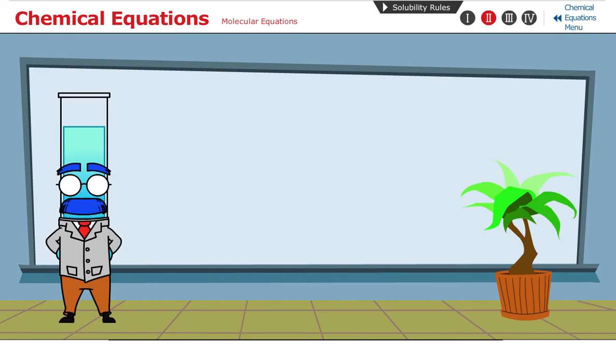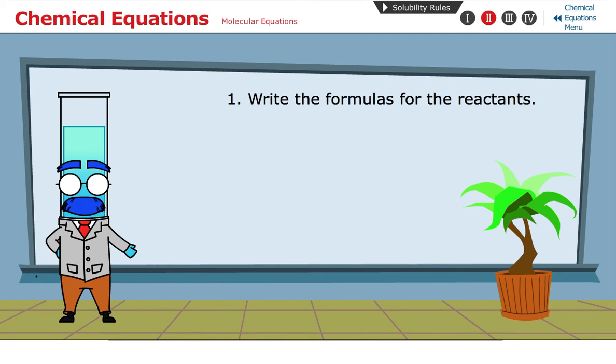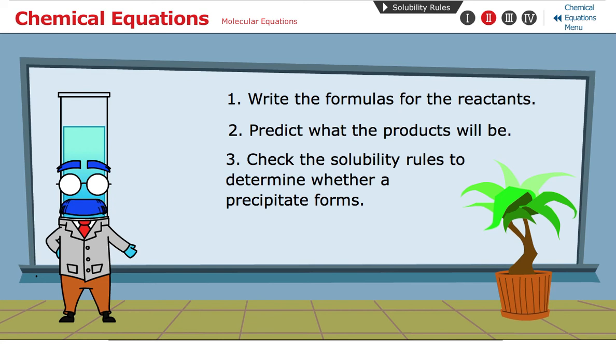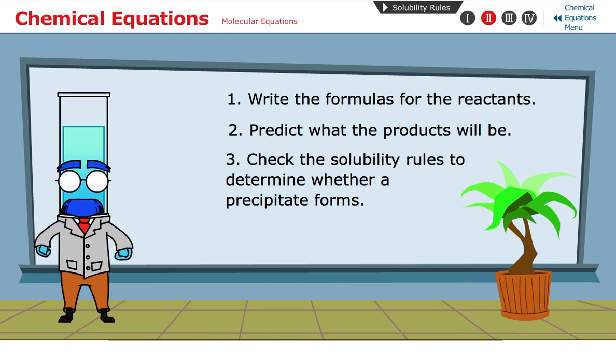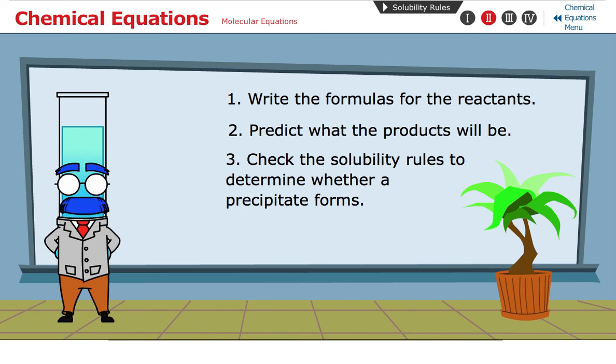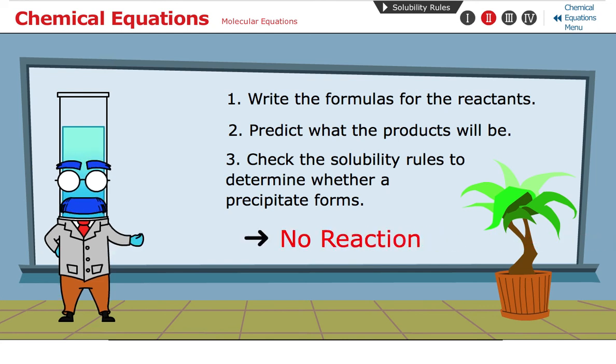To review. First, write the formulas for the reactants. Second, predict what the products will be. Third, check the solubility rules to determine whether a precipitate forms. If one or both products is insoluble, then a precipitate formed. Proceed to write the equation, check to make sure that the correct phases follow the formulas and it is balanced correctly. If both of your products are soluble, then no precipitate formed. Simply write no reaction following the arrow.